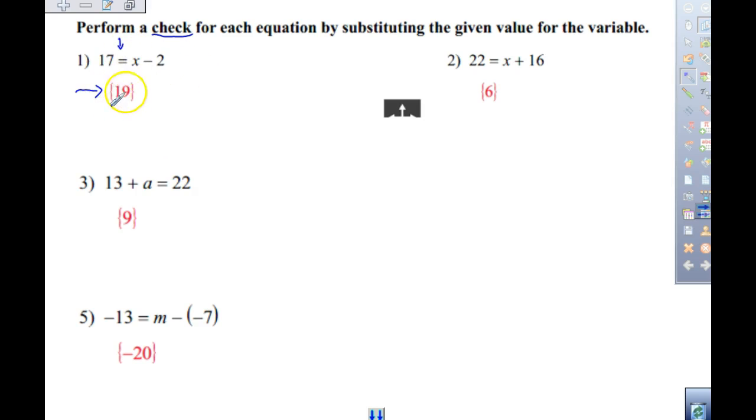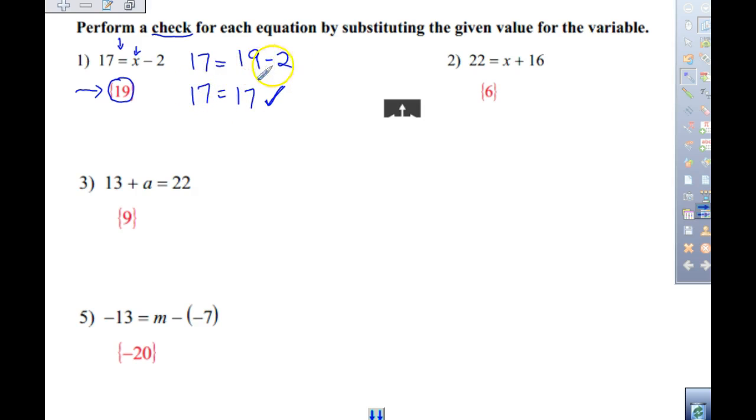So here's what you're going to do. You're going to take the answer that's given to you, the x that's given to you, and you're going to rewrite it inside the equation. So you're going to plug it in for x, or for the variable, whatever letter it is. So you're going to plug in 19 minus 2, and whatever side that can be simplified, you just simplify it and show that you get the same number on both sides. Once you get the same number on both sides, you can say that you have checked it.